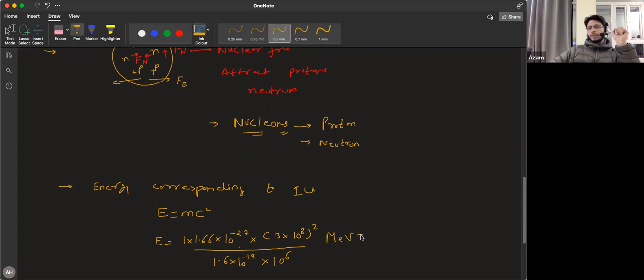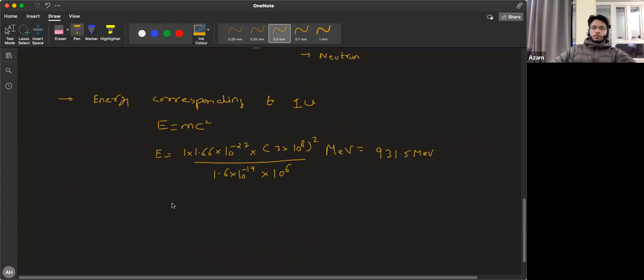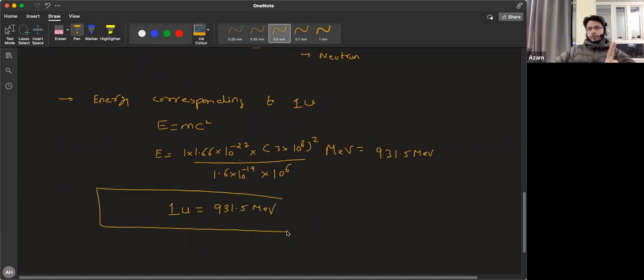When you do all these calculations, it comes out to be 931.5 mega electron volt. Means one atomic mass unit is equal to 931.5 mega electron volt. So this is the relation between atomic mass unit and mega electron volt. One atomic mass unit corresponds to 931.5 mega electron volt of energy. This will be a very helpful relation. You will use this relation.